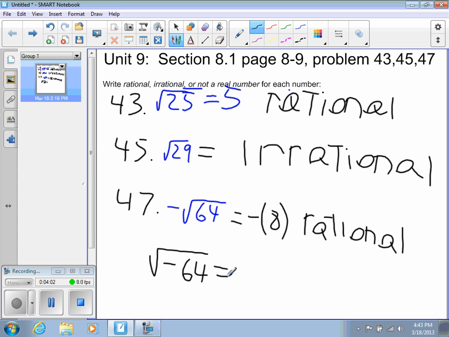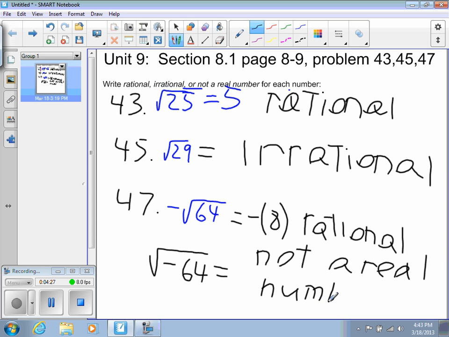They're tools that we've invented for dealing with these to make unsolvable problems solvable, but you won't deal with those until you get to Algebra 2. So for our purposes, the answer here is going to be not a real number.